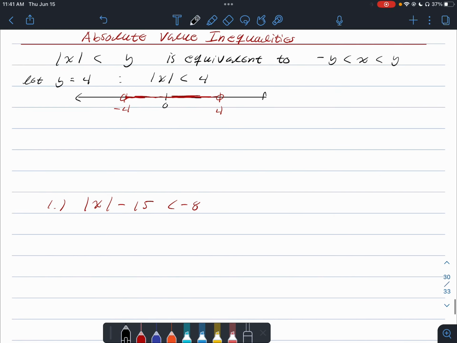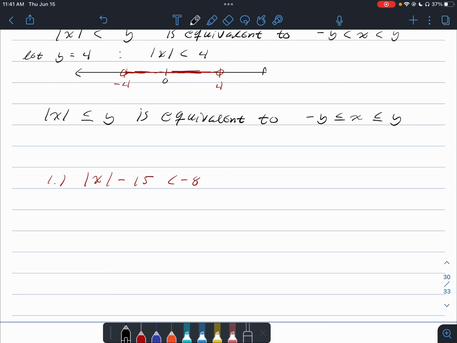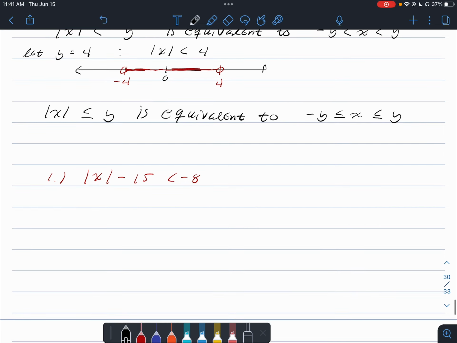It's very similar for the absolute value of x being less than or equal to y. It's the same idea. I won't graph this one, but you'll get the idea. It's the same graph as what I just did, except you'd fill in the dots. That's the only difference here.